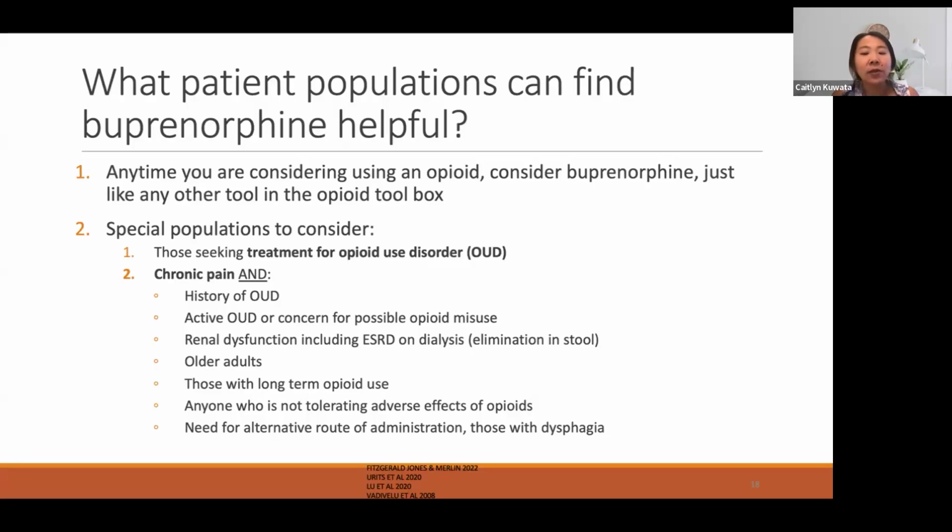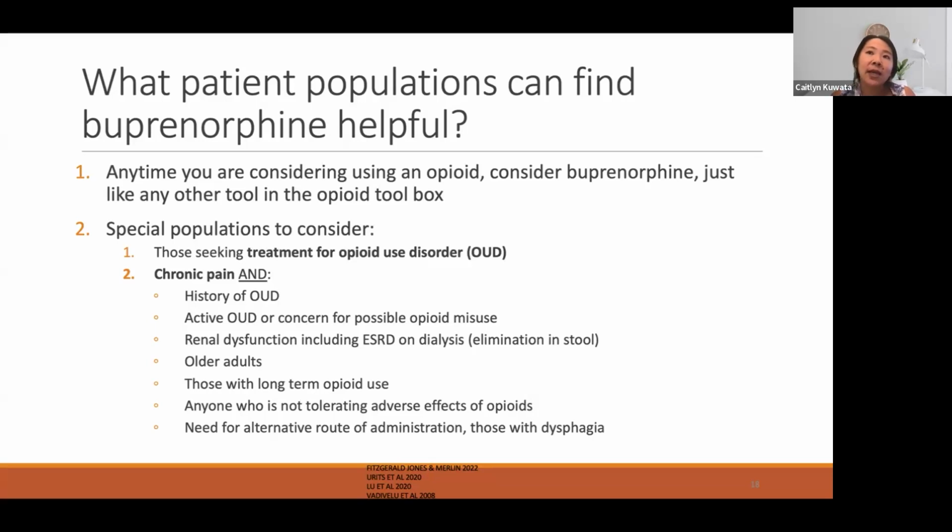And the other group to really think about using buprenorphine for chronic pain is those who have dysphagia and cannot tolerate the traditional PO pills or capsules that other opioids may come in. So that's just another thing to think about, is the delivery, maybe that's a reason they can't use other opioids.